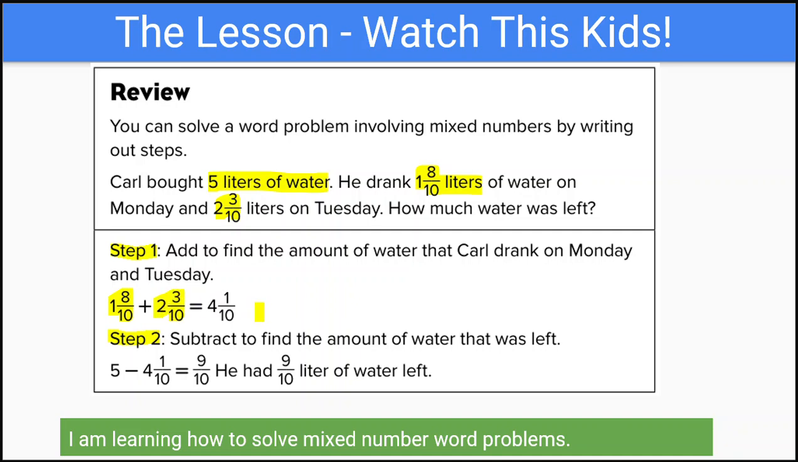Now, in the previous lesson, we taught you how to add those together, okay? And you come up with 4 1/10. You can go back and look at the previous lessons. Now, after he drank them, they wanted to know how much was left over. Well, you take 4, take away 4 1/10, and that leaves you with 9/10. He had 9/10 of a liter of water left over. Kids, you're learning how to solve mixed number word problems.